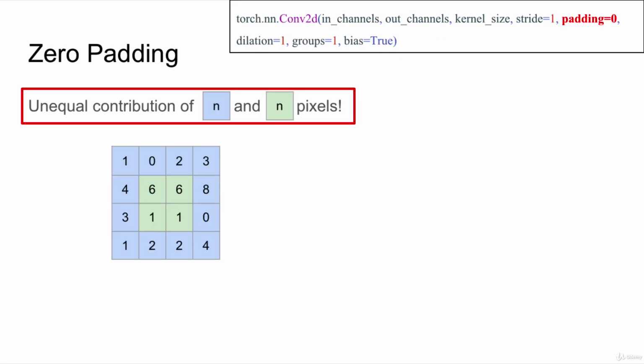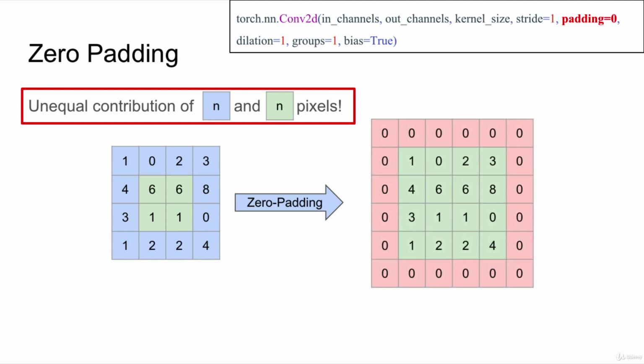Look at the image on the left. If we apply a convolutional layer to it, we will obtain an unequal contribution of pixels to the result of the convolution. Green pixels will play their role more than blue pixels. If we want to make the contribution of pixels equal, we could add zeros on the border of the image. And here you can see how it looks. Red pixels now have value 0.